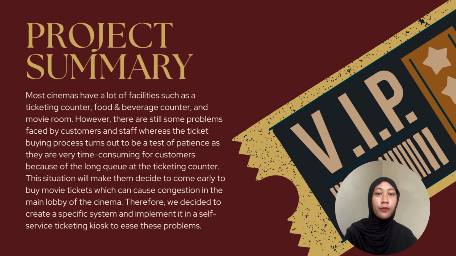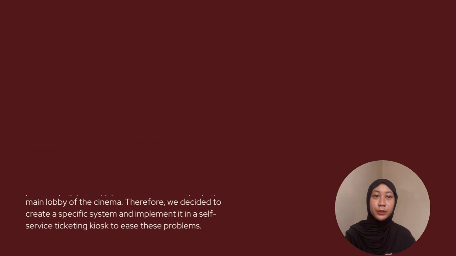Most cinemas have a lot of facilities such as ticketing counter, food and beverage counter, and movie room. However, there are still some problems faced by customers and staff, where the ticket buying process turns out to be a test of patience as it is very time consuming for customers because of the long queue at the ticketing counter. This situation will make them decide to come early to buy movie tickets, which can cause congestion in the main lobby of the cinema. Therefore, we decided to create a specific system and implement it in a self-service ticketing kiosk to ease this problem.